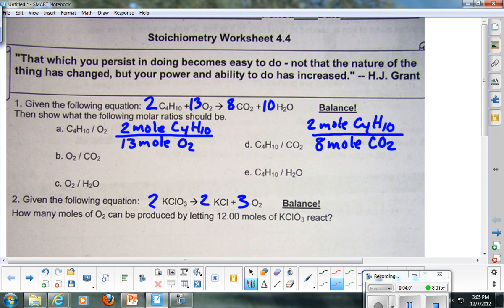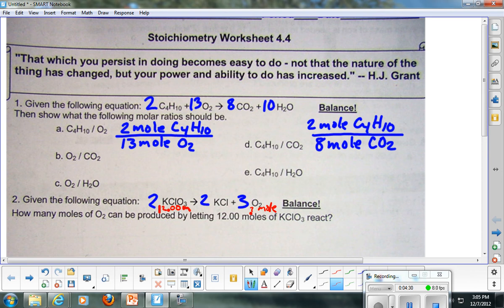Okay, about factor label or dimensional analysis. Personally, when I do stoichiometry problems, I like to read the problem, and underneath my balanced equation, I like to put the information they've given me, or what they want. So as I'm reading this, how many moles of O2? So I put a question mark underneath O2 and put moles, because they want me to find how many moles of O2. Underneath the KClO3, I'm going to put the 12 moles that they gave me.